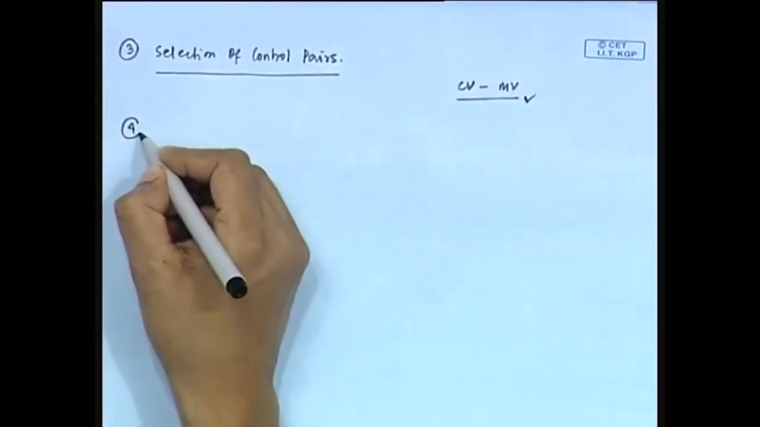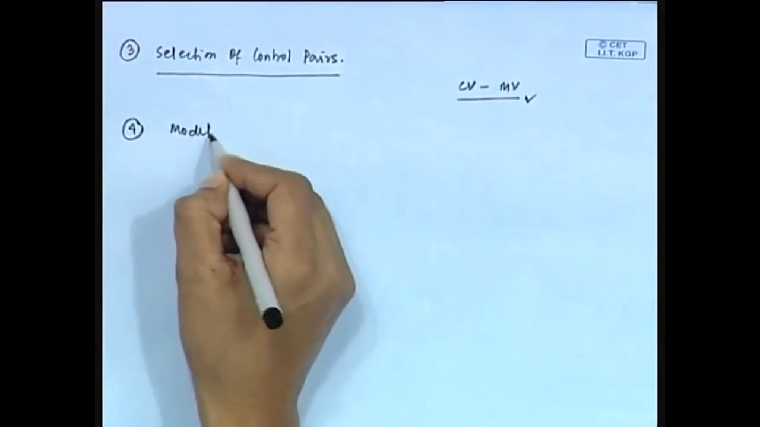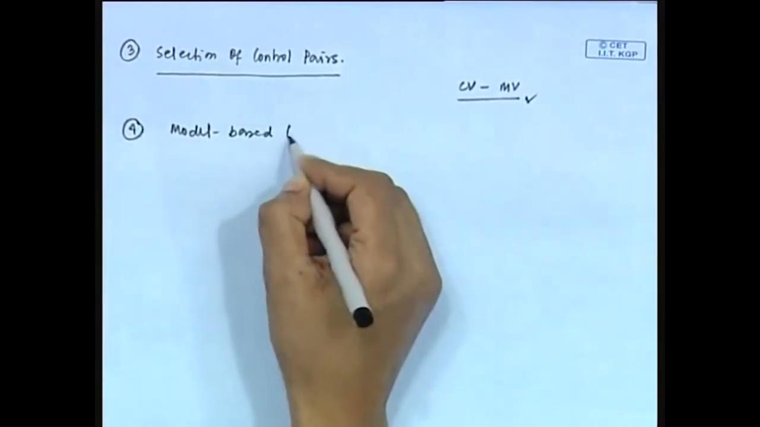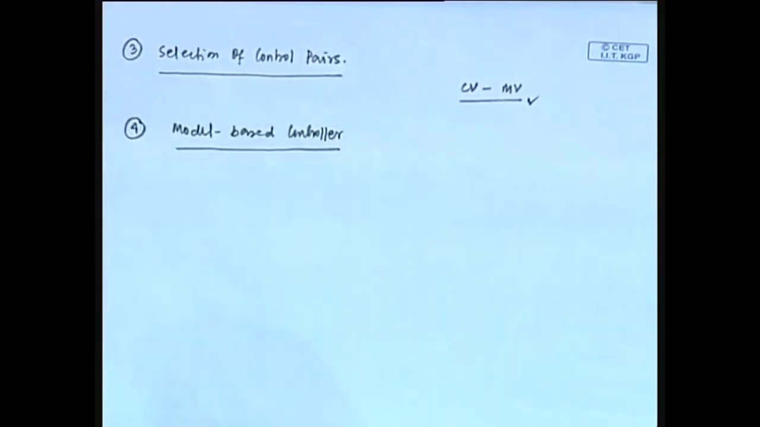Fourth purpose is to develop the model based controller. You know, most of the advanced controllers are model based controller, and the name clearly suggests that the controller which consists of or which includes the process model, those controllers are basically model based controller. So, most of these advanced controllers use the process model. So, in that sense we can say that we need the process model for the development of advanced controllers.